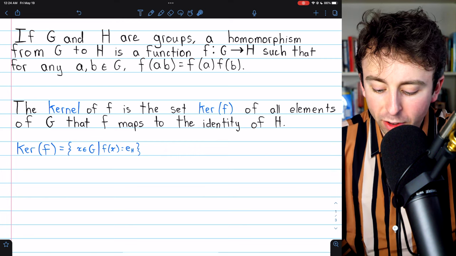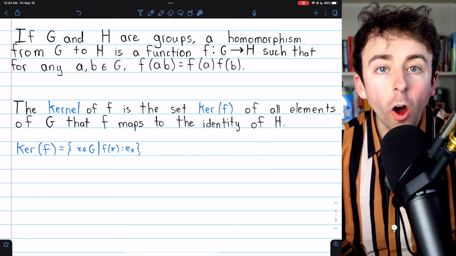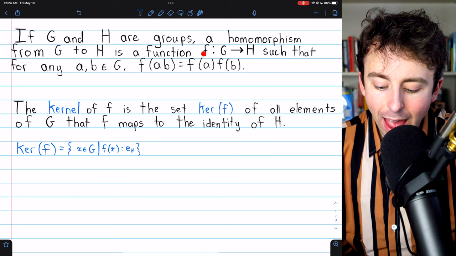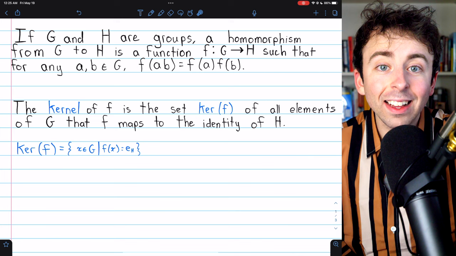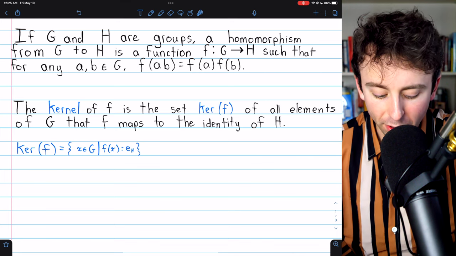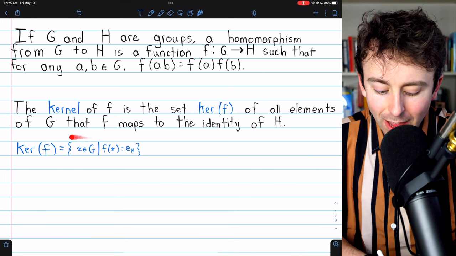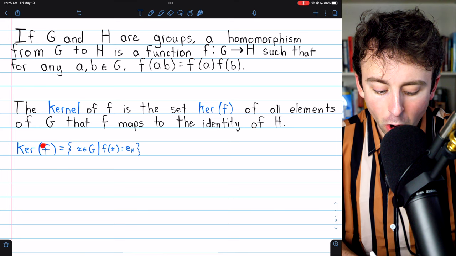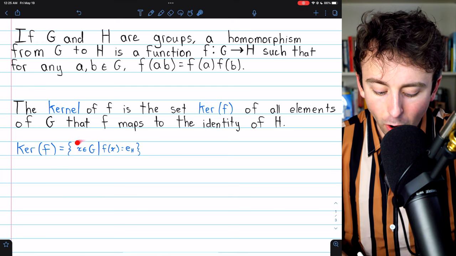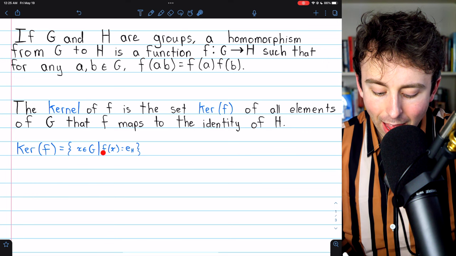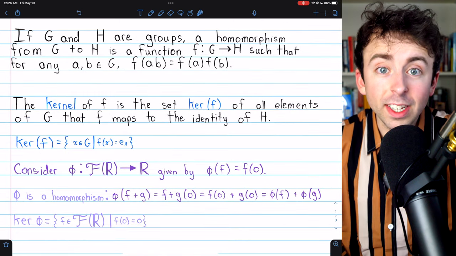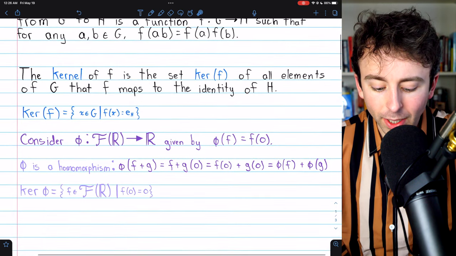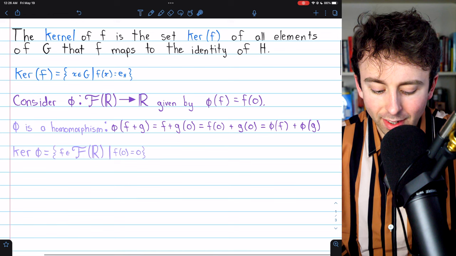So the homomorphism is from G to H. All elements of G that F maps to the identity of H, that's the kernel of the homomorphism, which is defined here in set builder notation. The kernel of the homomorphism F is all elements from the domain of F, all elements from the group G, that F maps to the identity of H. And that's it. Hopefully you'll agree the definition's not too complicated. Let's jump into an example.